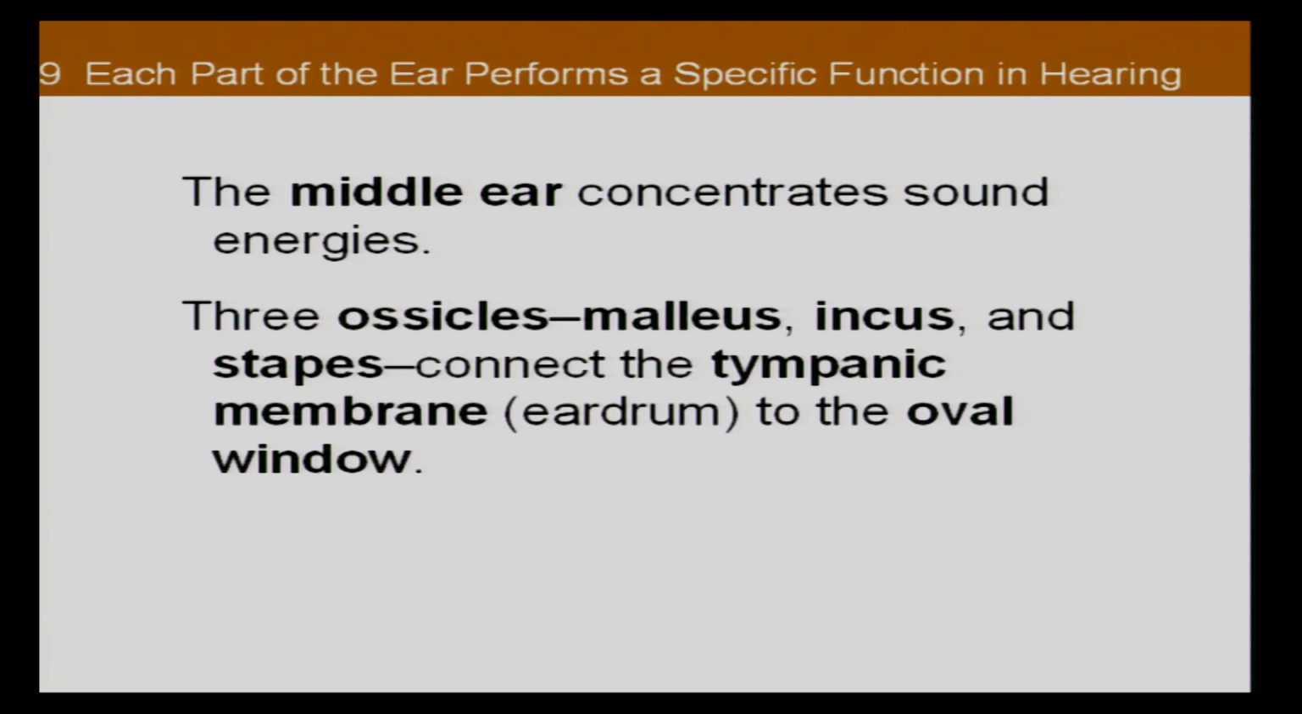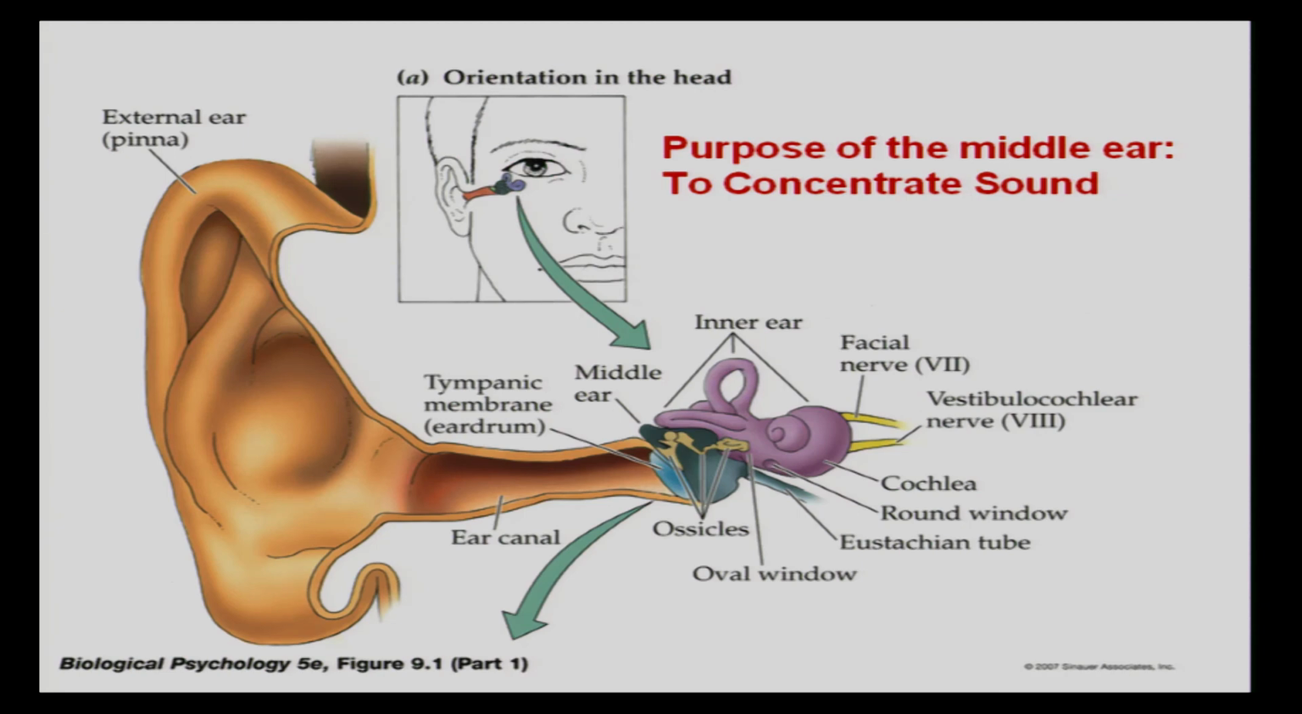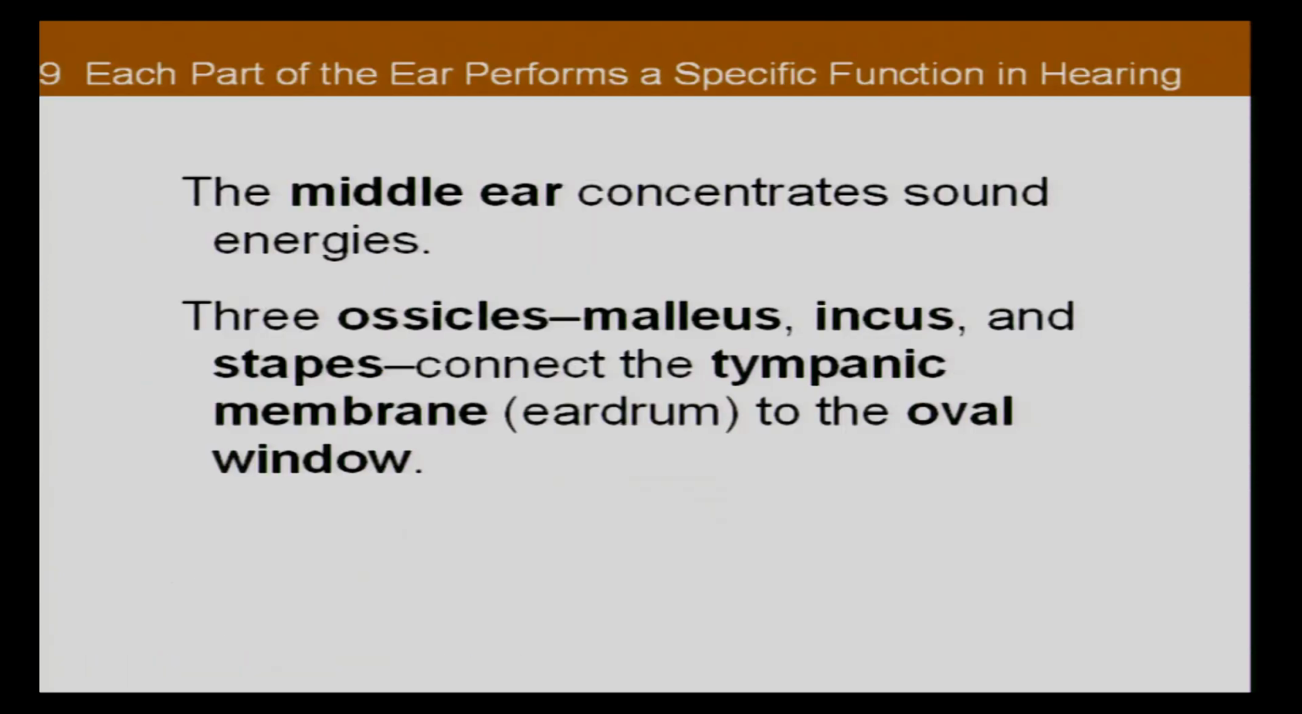The 3 ossicles have names that you need to know. The middle one is the incus, and the third one in the sequence is the stapes. It looks like a stirrup. Stapes means stirrup. And these ossicles connect the tympanic membrane, the eardrum, to what's called the oval window, part of the inner ear. The oval window connects the middle ear to the internal ear.